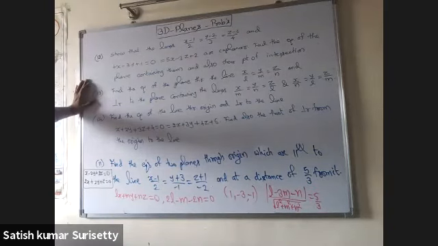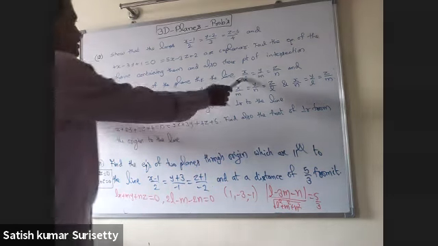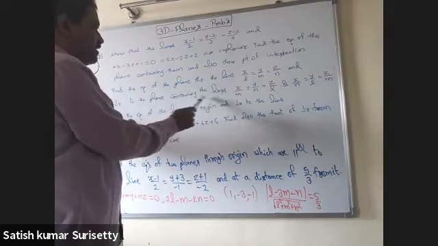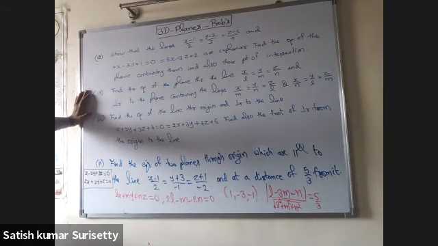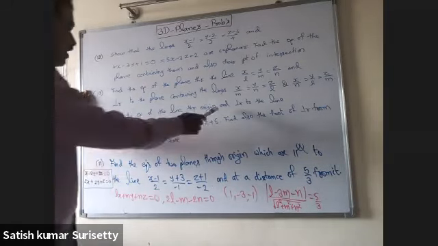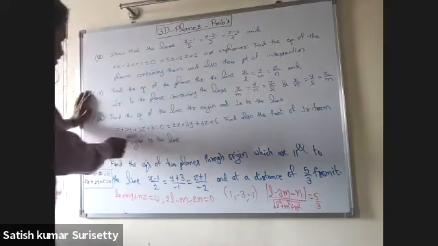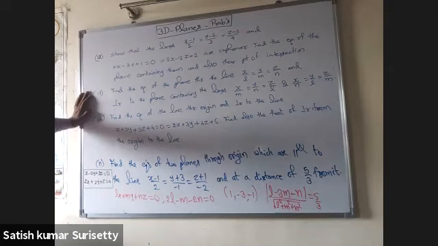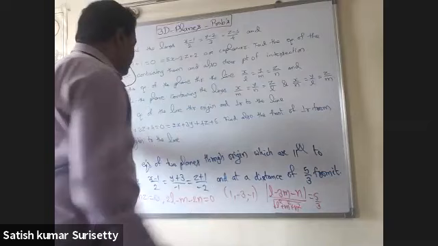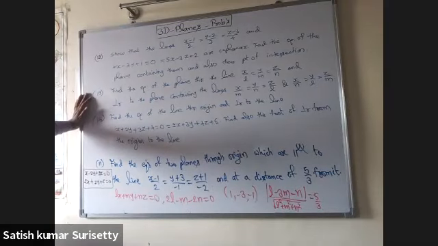Next problem, find the equation of the plane through the line and perpendicular to the plane containing the two lines in symmetric form. It is given. Next, 14: find the equation of the line through origin and perpendicular to the line in unsymmetric form x plus 2y plus 3z plus 4 equal to 0 equal to 2x plus 3y plus 4z plus 5. Also find the foot of the perpendicular from origin to the line.